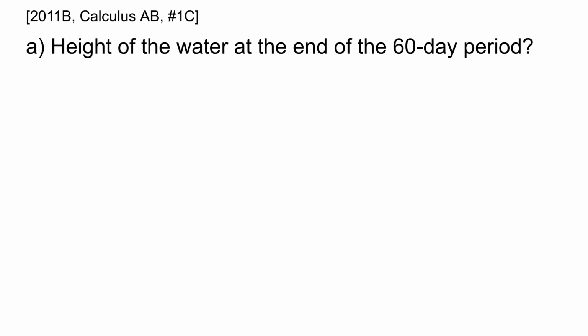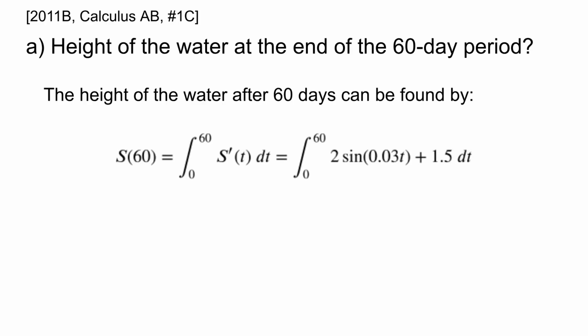In part A of this question, we are asked to find the height of the water at the end of the 60-day period. The height of the water after the 60 days can be found by using the equation s of 60 equals the integral from 0 to 60 of s prime of t dt, which is equal to the integral from 0 to 60 of 2 times the sine of 0.03t plus 1.5 dt.